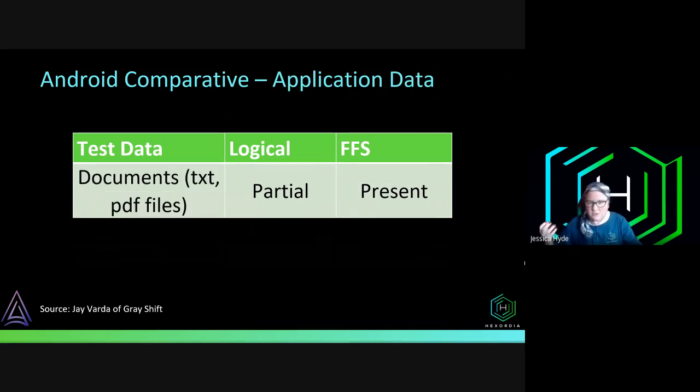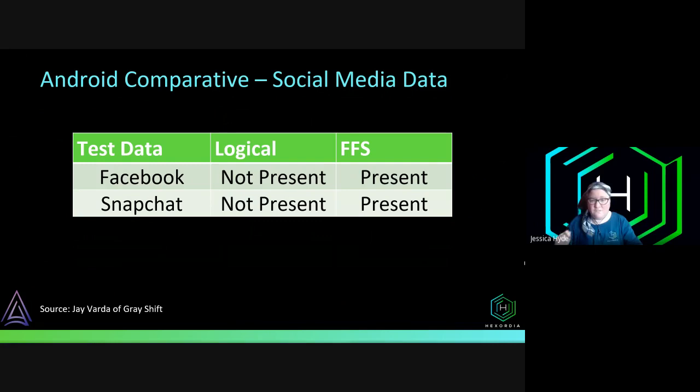That's also going to include your documents, your text, your PDFs. When you start talking about social media data, there are applications like Facebook and Snapchat where you're just not going to get those results in logical images. Those applications don't allow their data to be reported back through the operating system as interpreted data, right?